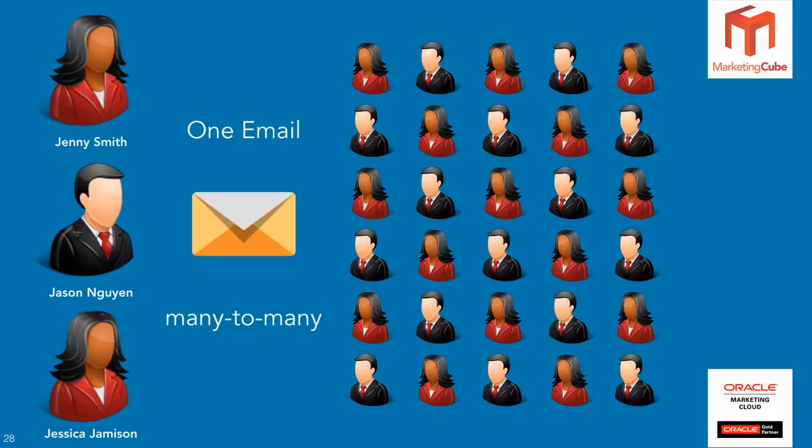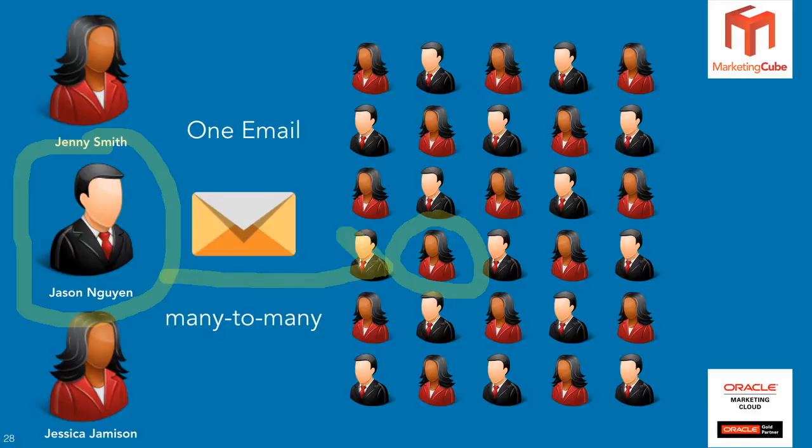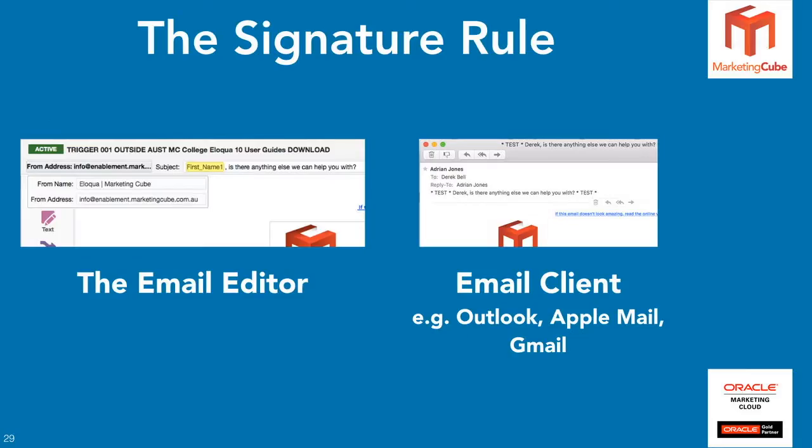So we have Jenny, Jason, and Jessica, who are all in the sales team. And on the far right-hand side, we have a great mix of people. Jenny owns some of those relationships, as does Jason, and as does Jessica. So how on earth does Eloqua know to send to an individual person, and if I pick on one person, if we take this person right here in the center, how does Eloqua know that Jason is in fact the account manager for that particular person? Okay, so this is where the rule comes into place. So let's have a look.